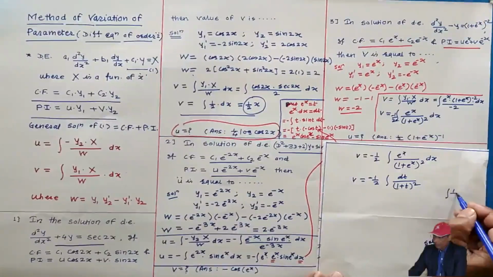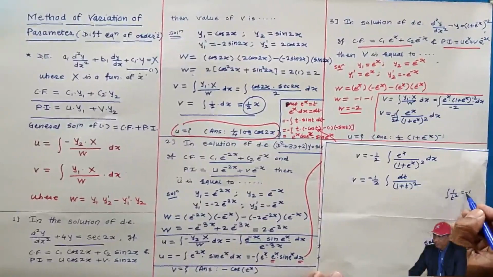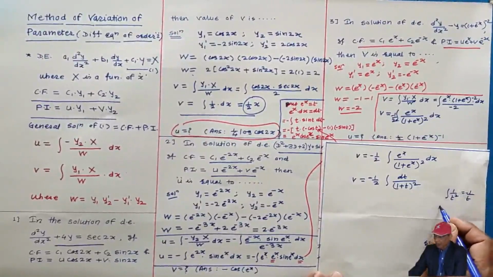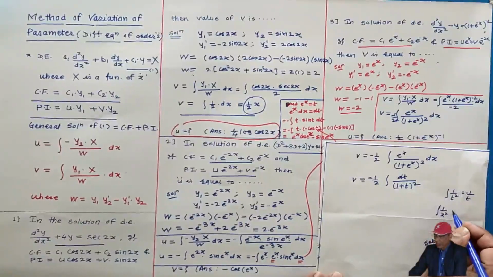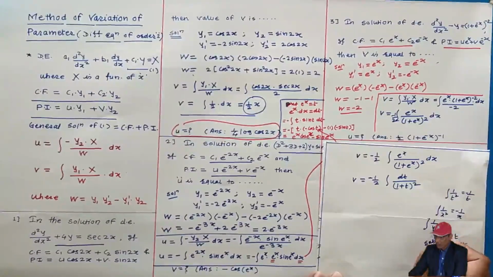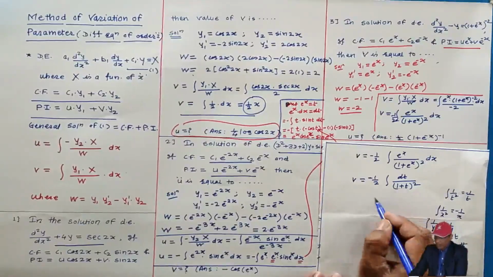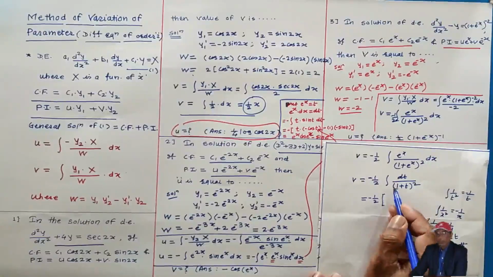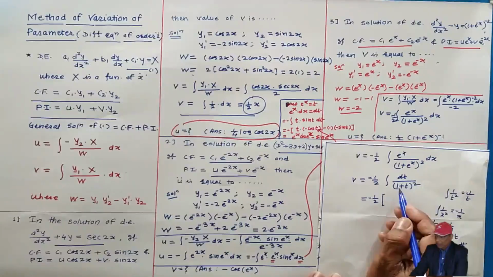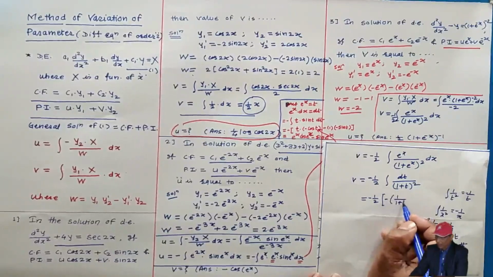Integral of 1 by t square is minus 1 by t. Integral of 1 by x square is minus 1 by x with respect to x. Integral of 1 by y square with respect to y is minus 1 by y. Because this t, x and y are linear factors, and 1 plus t is a linear factor, I am writing the integration directly. The integral of 1 by 1 plus t whole square is minus 1 by 1 plus t.